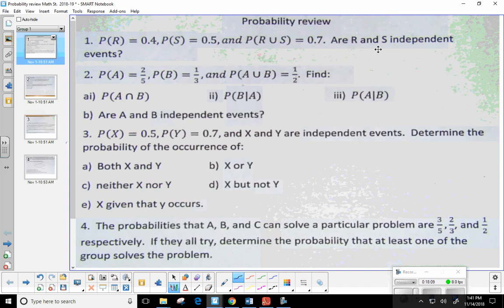Okay, so the probability of X equals 0.5, the probability of Y equals 0.7. Oh, I'm sorry, we did skip one. So, yes or no, are A and B independent events? Remember, what was the intersection of our Venn diagram we just had? It was 7/30ths, right? So if they're independent, what should happen? Okay, the product of their individual probabilities should match that intersection. Will 2/5 times 1/3 give me 7/30ths? No, so they are not independent. Whatever they are, one is affecting the other one.